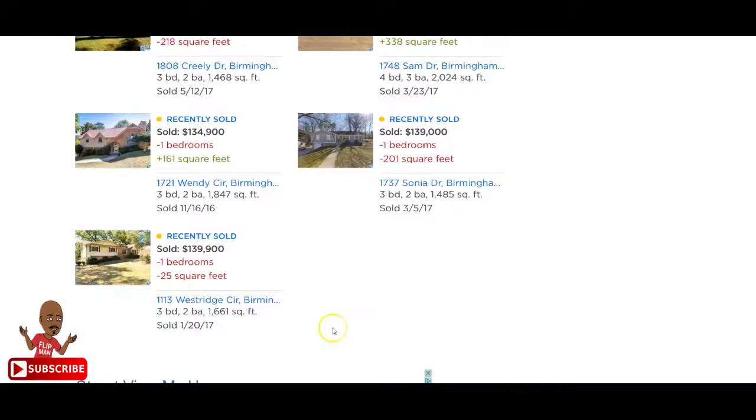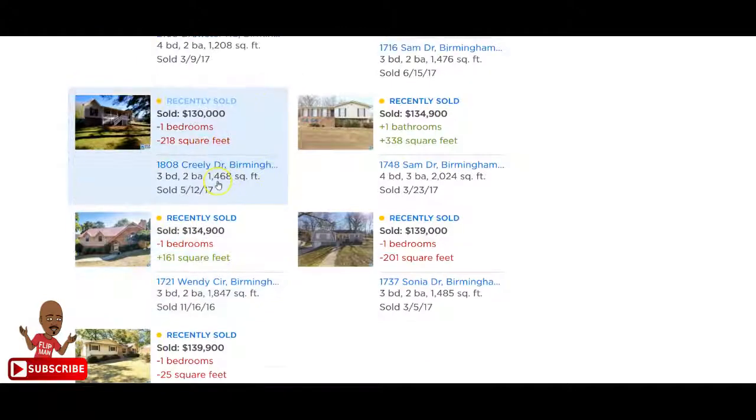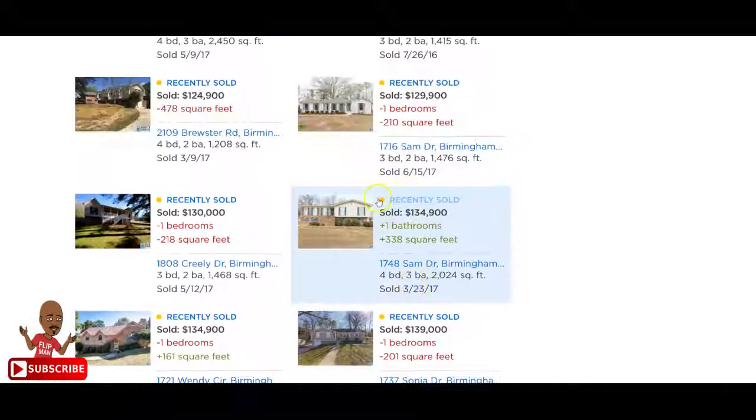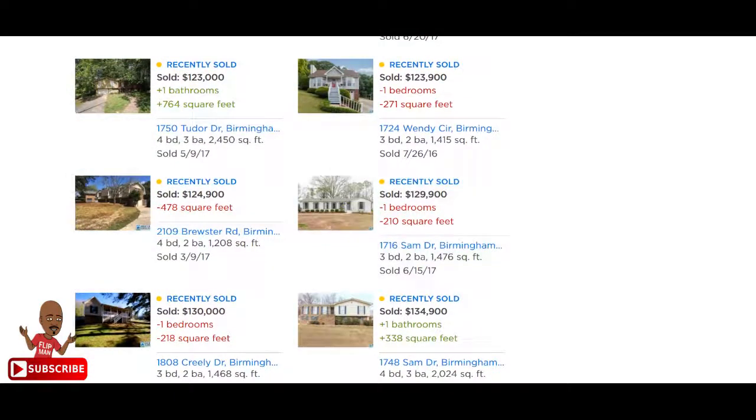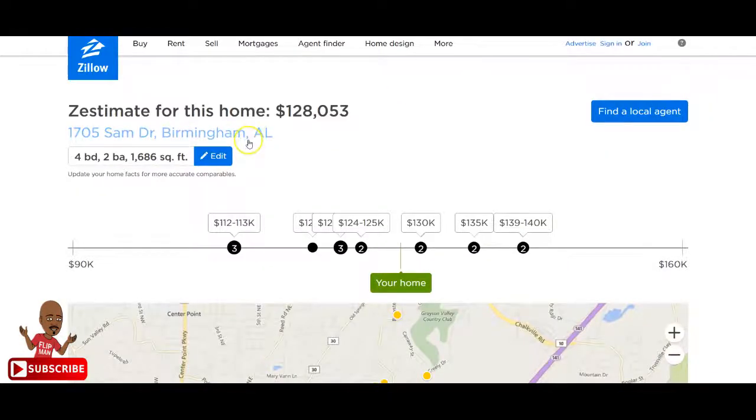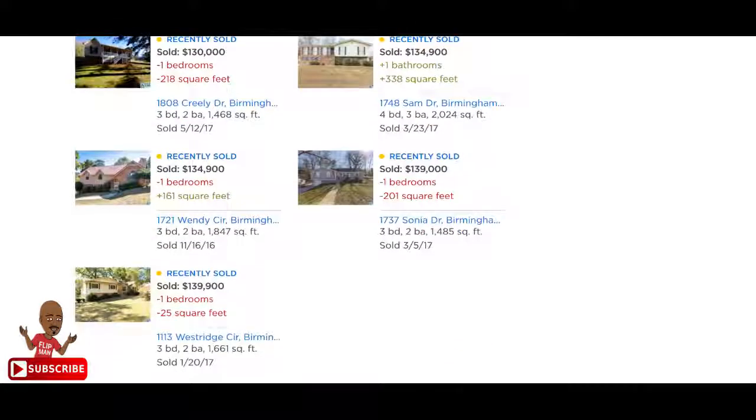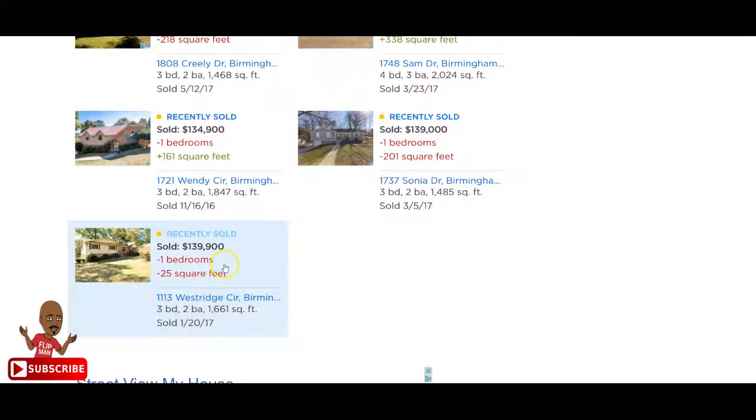All right, and so boom, 139, 139. 134, you can see there it says it's a little smaller by minus the 201 square feet. 130, 134, and all these houses are actually smaller. 129, and they're very close. 124. So even though Zillow is offering 128, if someone did a really good rehab job on this property, they could get that. They could get an appraisal for that. I don't know if someone will buy it at that, but they can get an appraisal for this right here.